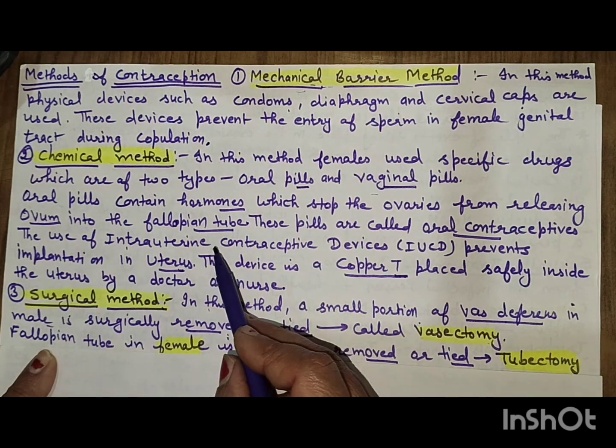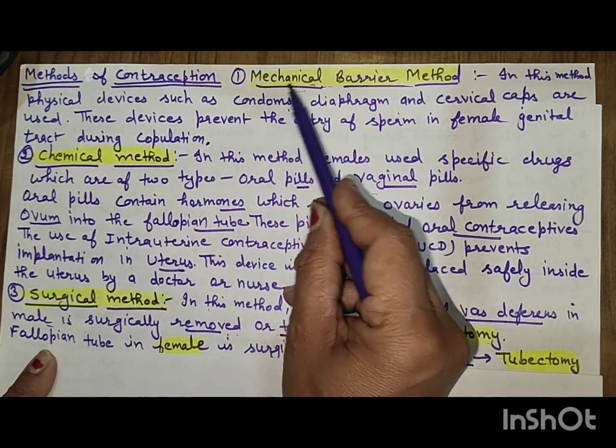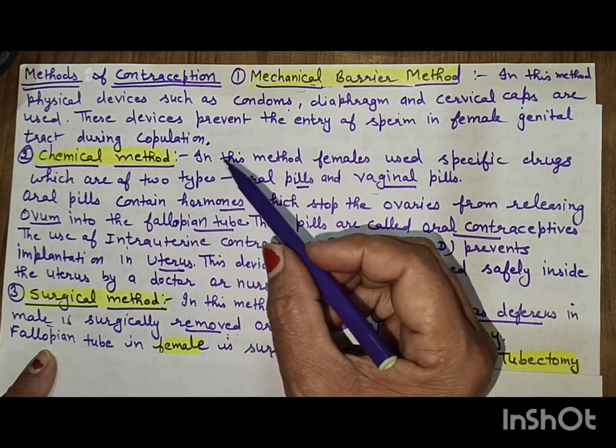And these are the three methods by which any person can prevent pregnancy: the mechanical barrier method, the chemical method and the surgical method.